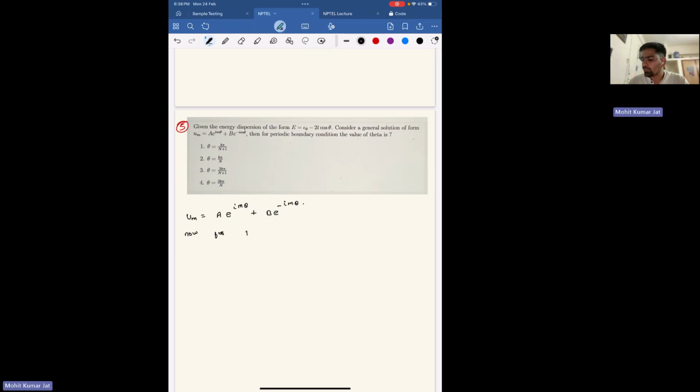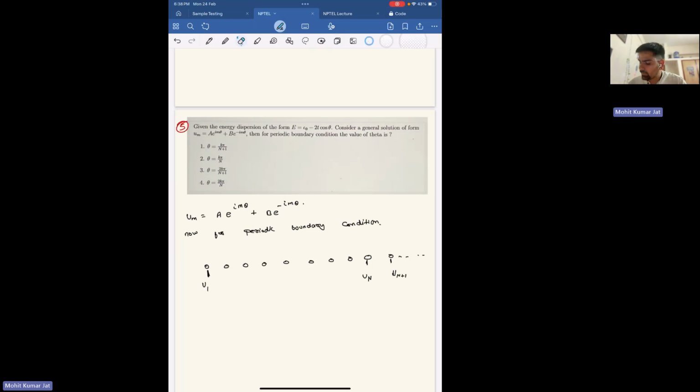Now, for periodic boundary condition, the periodic boundary condition is like this. You have a lattice and then repeatedly here. So let's say this is your Q1. This goes up to UN. Then you have this UN plus 1, and then the same thing continues.